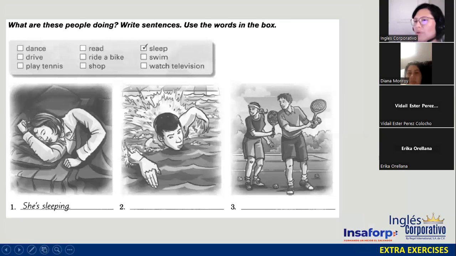Bueno, ahora vamos con las preguntas, perdón, con las oraciones. Dice, what are these people doing? Write sentences. Use the words in the box. La primera ya está, ¿verdad? She's sleeping. What about number 2, guys? What is he doing? He's swimming. Muy bien. What about number 3?